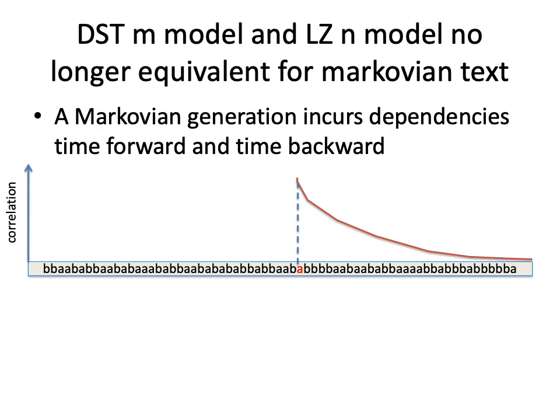Therefore, the remark is that the DST model and the Lempel-Ziv'78 model are no longer equivalent for Markovian text. The reason is that the Markovian generation incurs dependencies both time forward and time backward. And the time backward dependency kills the backward independence that was needed to set the equivalence between the M model and the N model in the memoryless case.